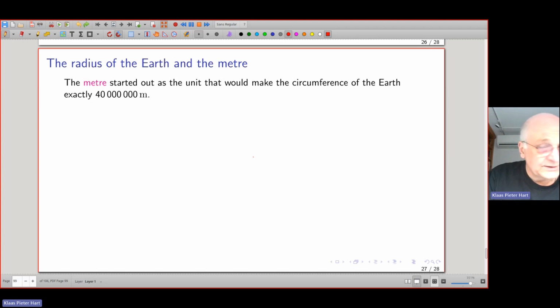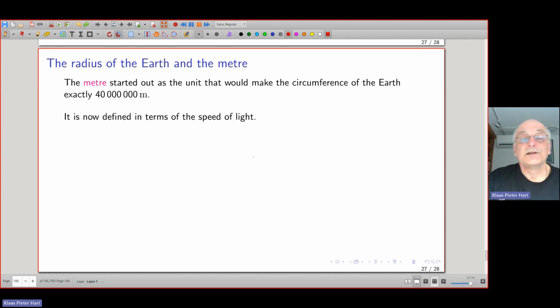The meter has changed as well. More and more precise measurements in physics made it necessary to change the definition a little bit, and it would also change the length a little bit. It's now defined in terms of the speed of light. You can look that up.